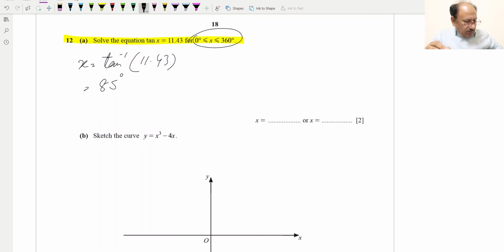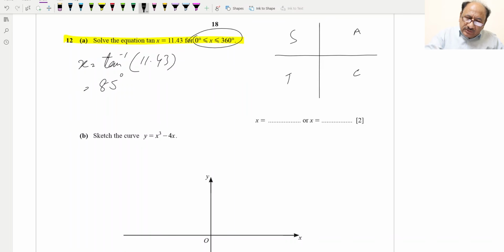Now if we understand on the quadrant basis, so these will be our 4 quadrants which we can draw, and this will be ACTS. So tan is positive in this and this quadrant. If we draw 85 like this one, so 85 is roughly what I have drawn, so this will be 85 and this one will be 85 degrees.